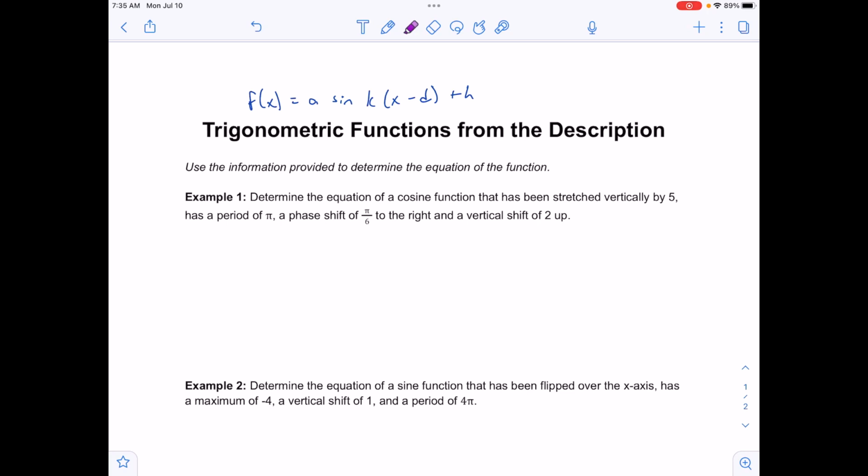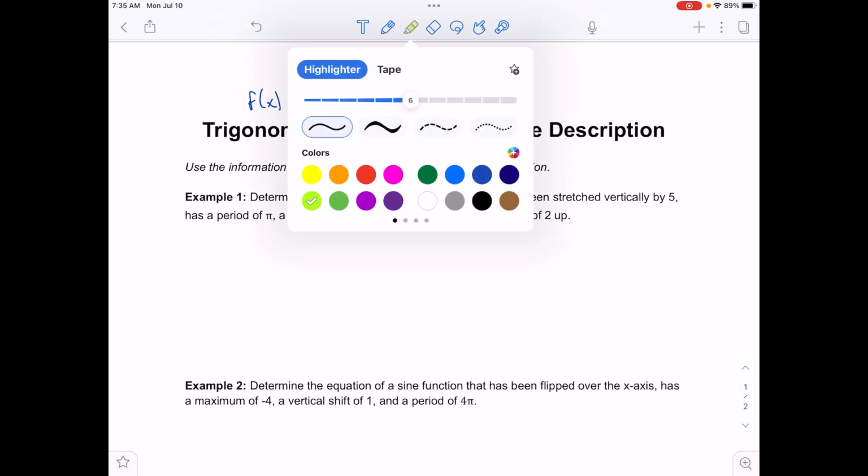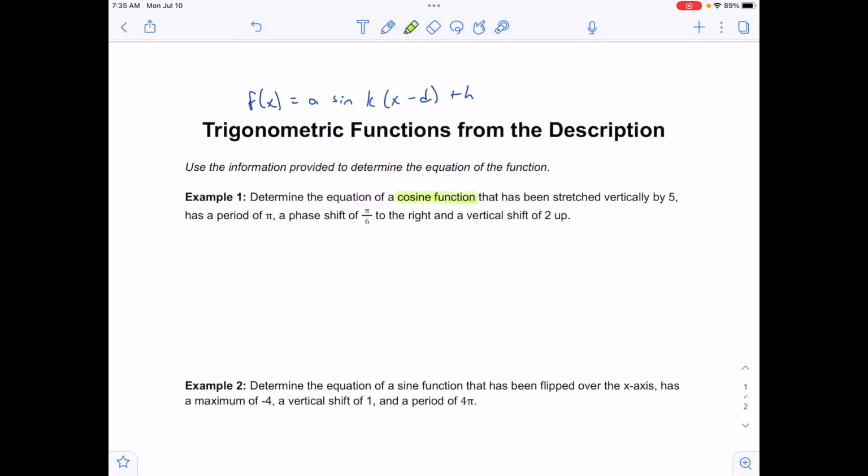Okay, the very first thing we're going to note is that we are working with a cosine function. So I should have a cos in the middle of my equation there. Okay. And let's see what letters we can fill in. I'm just going to write them off to the side here. The very first one that I see is we have a stretched vertically by 5. We have a vertical stretch of 5, which means that A is going to be equal to 5. Okay. Easier ones to find.